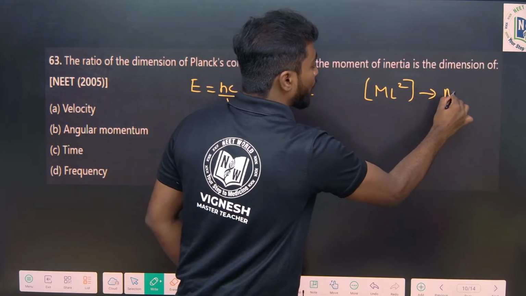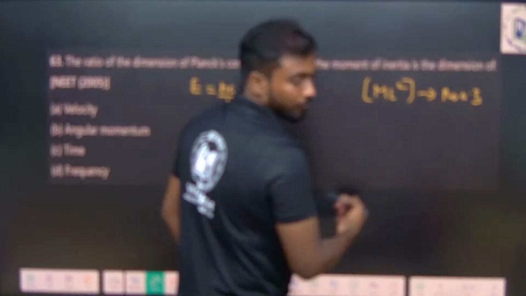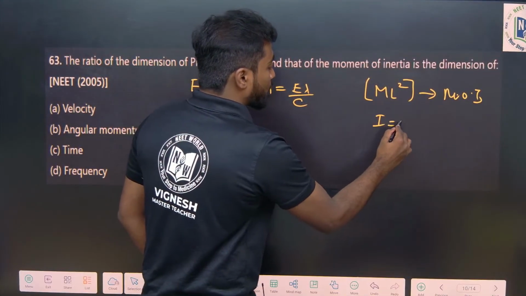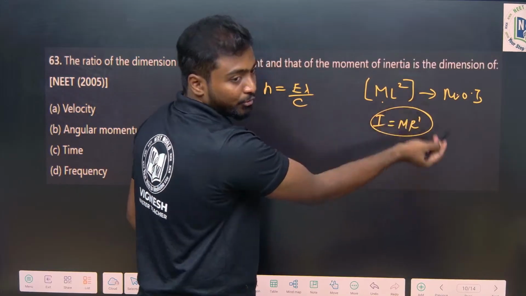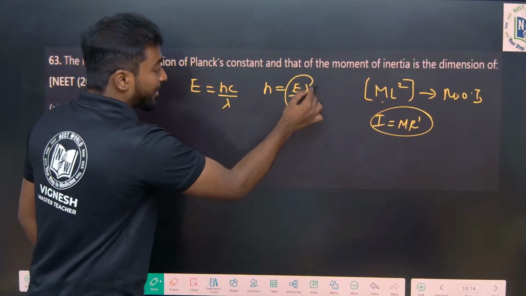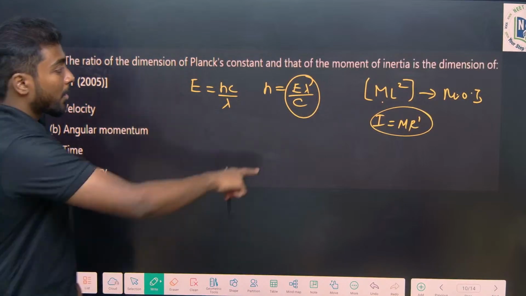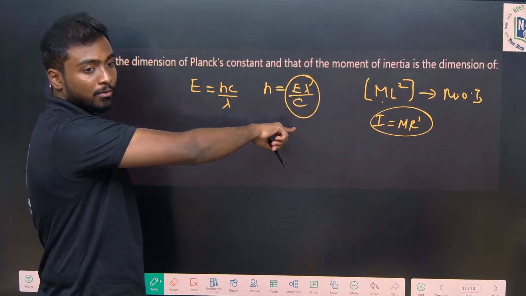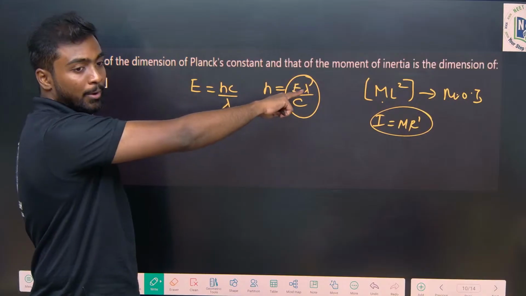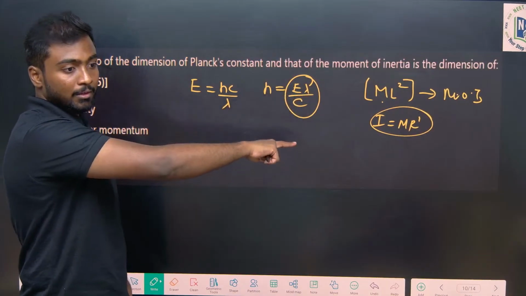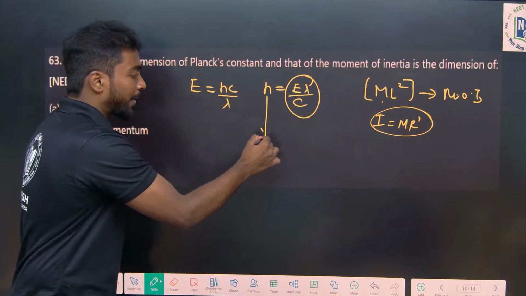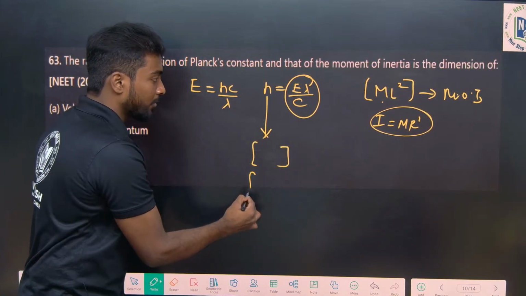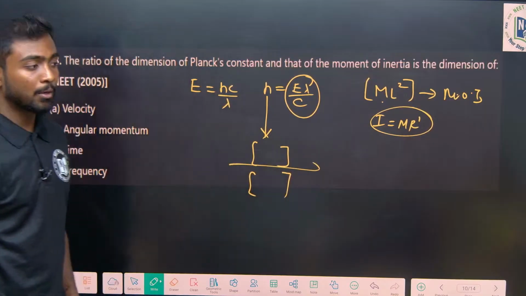I have given moment of inertia M R square. I is equal to M R square is the formula, so M mass, L square. Now in this, energy I know. C is velocity, I know. Lambda is wavelength, I can find easily. I need to find the Planck's constant dimension and then moment of inertia, divide it, and you will get the answer.